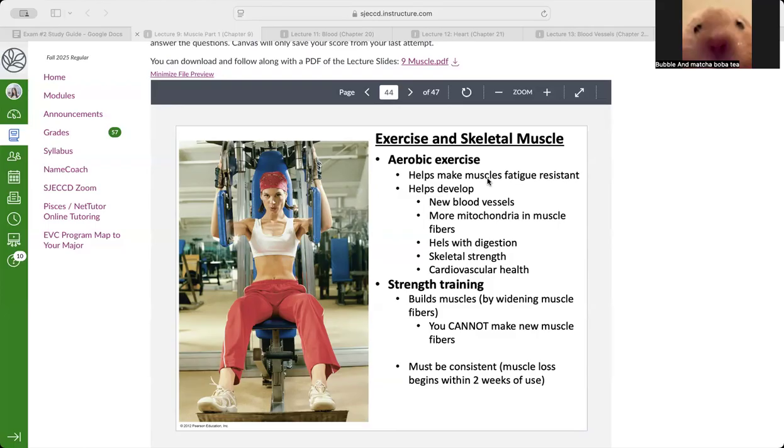While strength training is you're building the muscles by widening the muscle fibers. Since you can't make more, it causes little micro tears, which makes your muscles grow stronger.